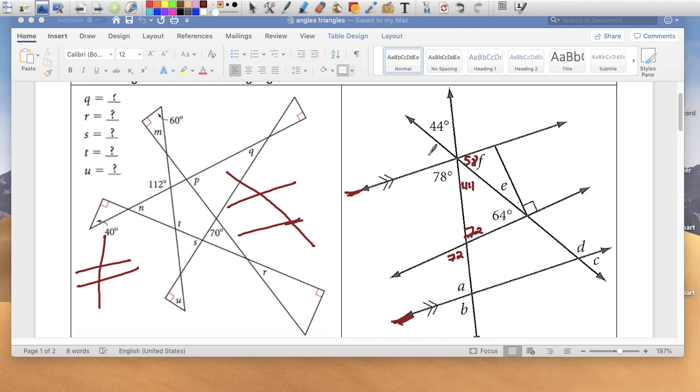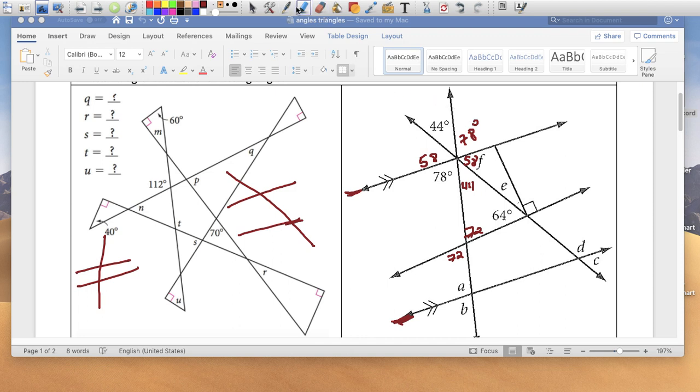So let's see if I can use anything with A. Oh, I'm sorry. Here, I can also know that this is 58, right? And if I add 78 plus 58 plus 44, that gives me 180. And then if this is 78, you can tell that this is a vertical angle with this guy, so this is also 78. So slowly, you can start filling in your angles.